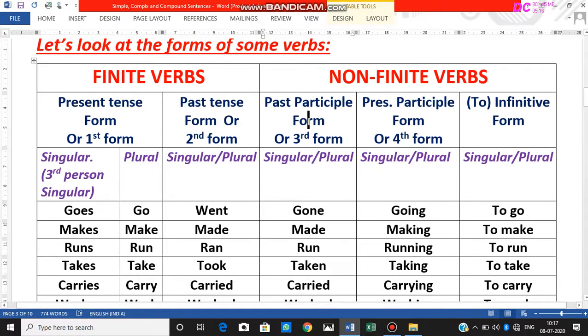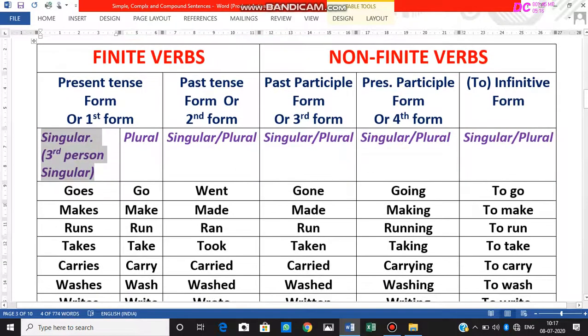Now you must know the present tense form is often called the first form. The past tense form is often called the second form. The past participle form is also called the third form, and the present participle form is also called the fourth form. And there is another form, that is the infinitive form. Now have a look at the first, present tense form.